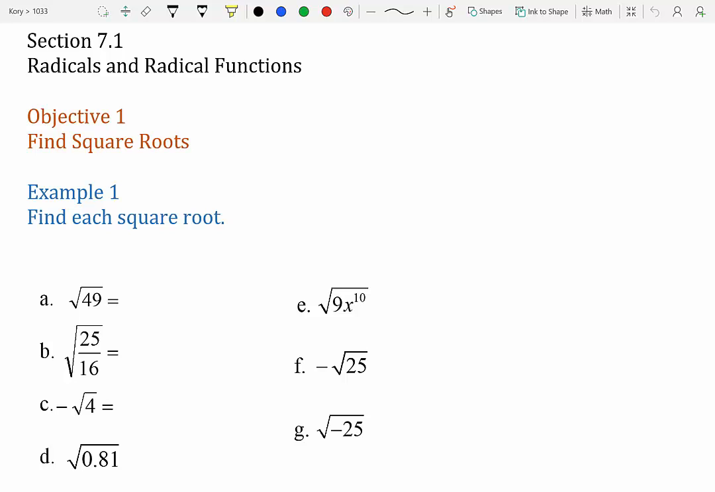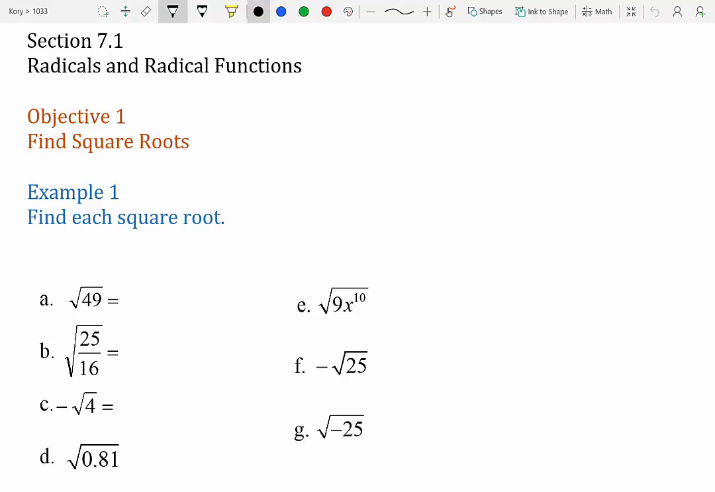Alright, section 7.1, radicals and radical functions. All of chapter 7 is about radicals, and then later on in chapter 7, we get into imaginary numbers. So our first objective is find square roots. So our example, we're going to find each square root.